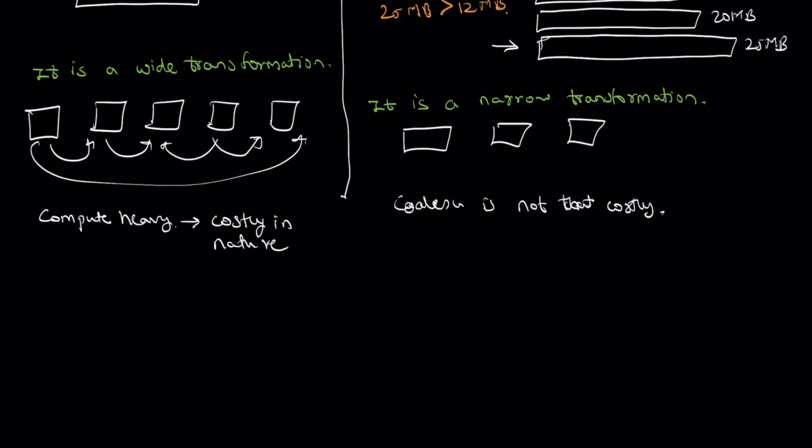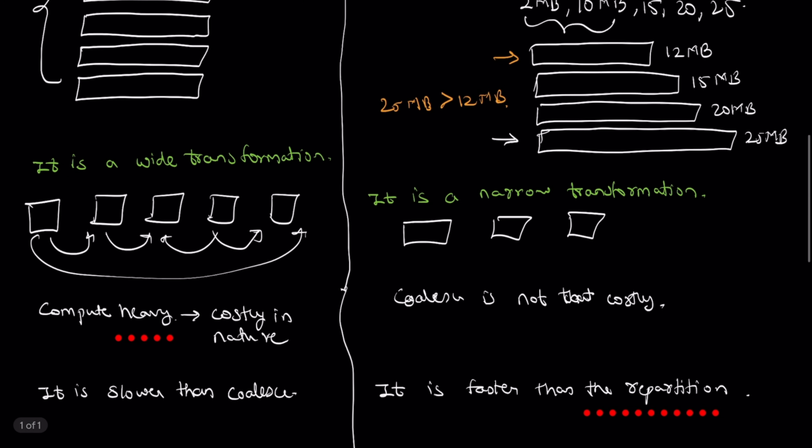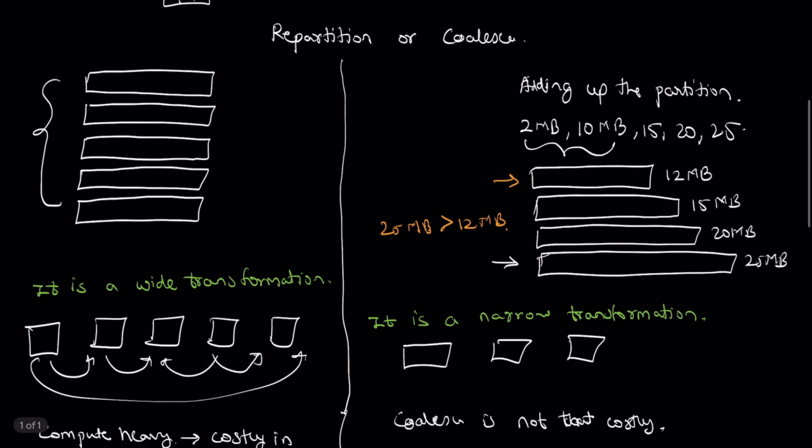Another disadvantage of repartition is it is slower than coalesce. As there is shuffling of data involved in repartition, the performance while doing repartition is very slow. However, when doing coalesce, it is faster than repartition. So these are a few advantages and disadvantages of repartition and coalesce.